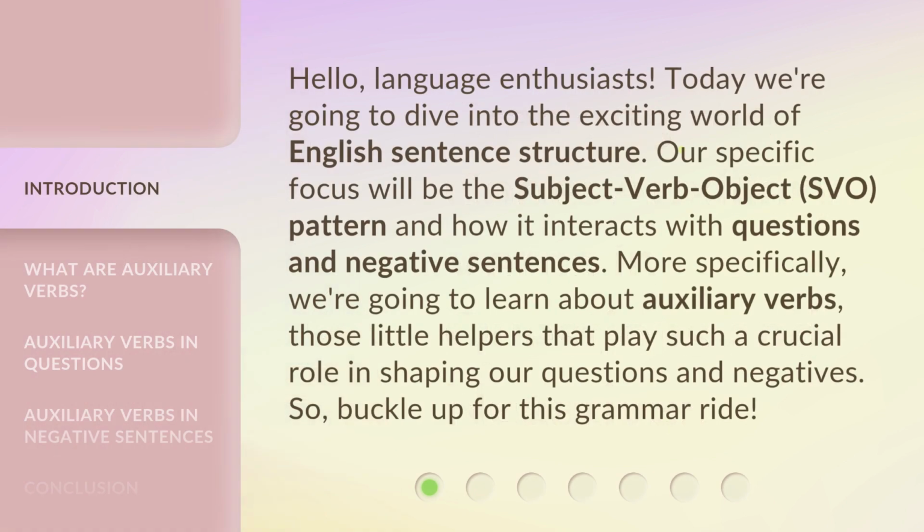Hello, language enthusiasts. Today we're going to dive into the exciting world of English sentence structure. Our specific focus will be the subject-verb-object, SVO, pattern and how it interacts with questions and negative sentences. More specifically, we're going to learn about auxiliary verbs, those little helpers that play such a crucial role in shaping our questions and negatives. So, buckle up for this grammar ride.